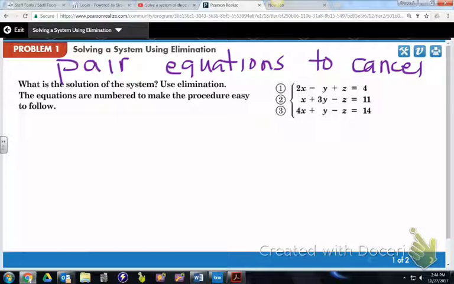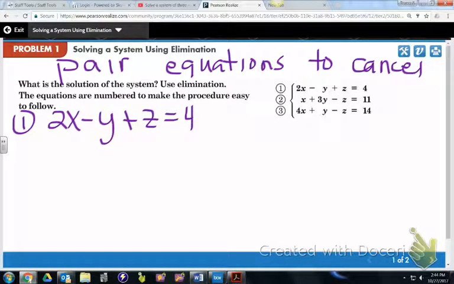Notice the equations are numbered 1, 2, and 3. This is just so that we can refer to them by a number and we can keep straight which equation we're talking about. So I'm going to take equation 1 and I'm going to pair it with equation 2.